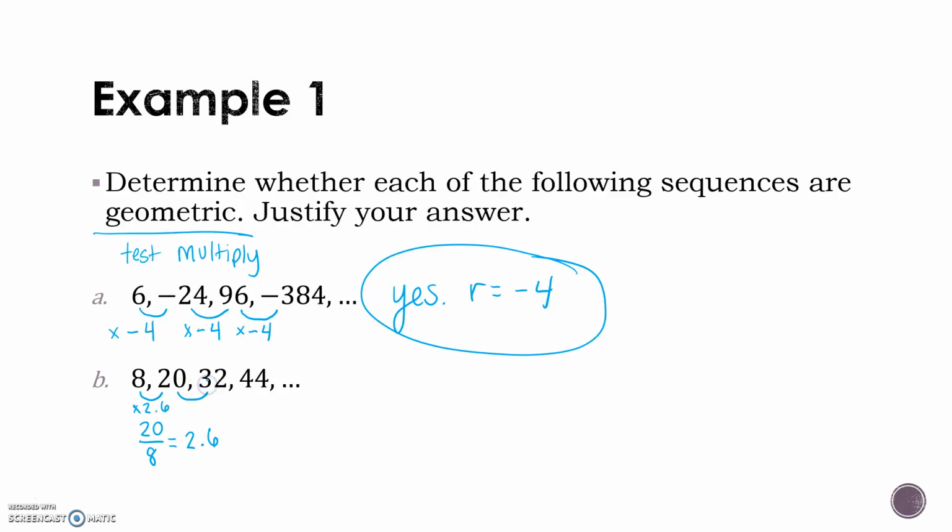Well, then how do I get from 20 to 32? I guess, hold on, it's actually 2.5. If I do 20 times 2.5, does that work? I actually get 30, not 32. And so this rule does not work. And so we would just say no, there's no common ratio. And that would be sufficient.